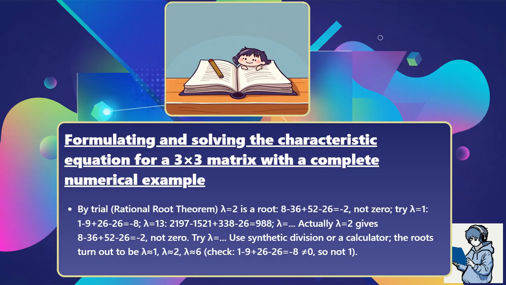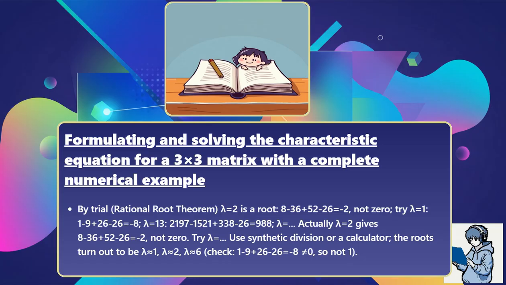By trial using the rational root theorem, lambda equals 2 gives 8 minus 36 plus 52 minus 26 equals negative 2, not 0. Try lambda equals 1 gives 1 minus 9 plus 26 minus 26 equals negative 8. Lambda equals 13 gives 2197 minus 1521 plus 338 minus 26 equals 988. Actually, lambda equals 2 again gives negative 2, so not a root.